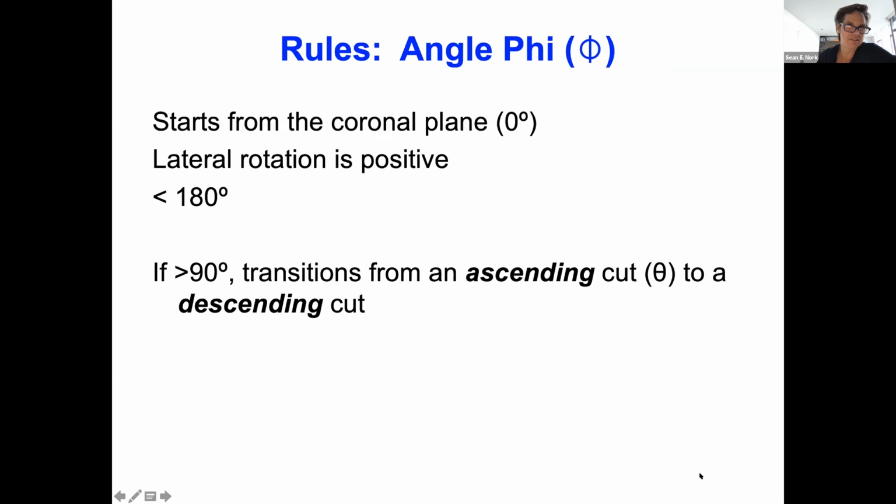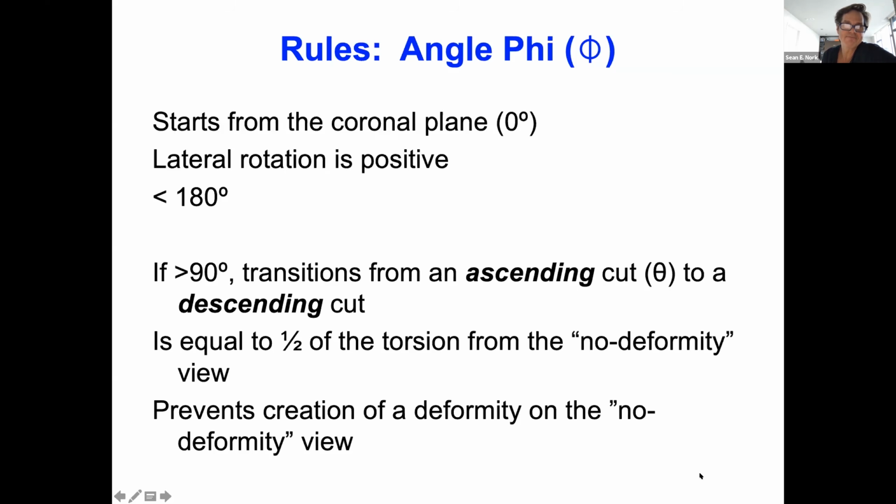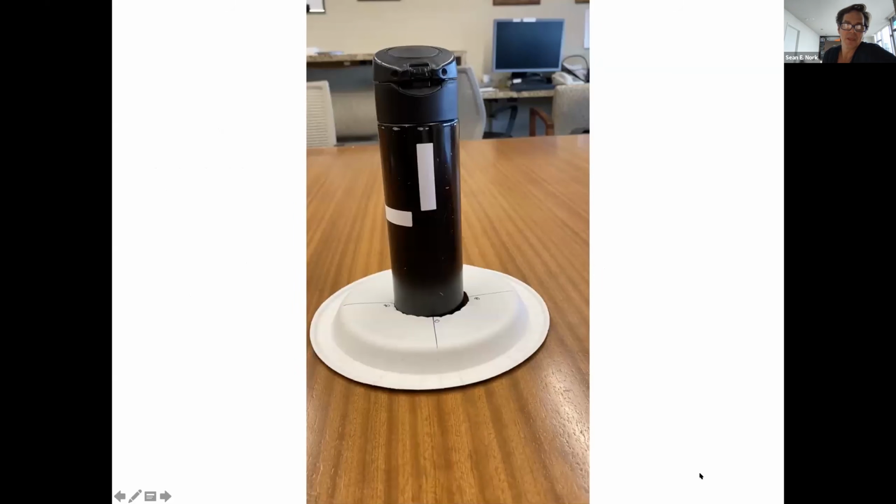I know this hurts. I know this hurts your brain a lot, but I think if you understand this, you'll really understand the deformity. As it turns out, angle phi is always equal to 1/2 of the torsional correction from the no deformity view. So that's a good check before you do this osteotomy to make sure you have it correct. Angle phi will tell you which direction to go, and it prevents creation of a deformity on the no deformity view.